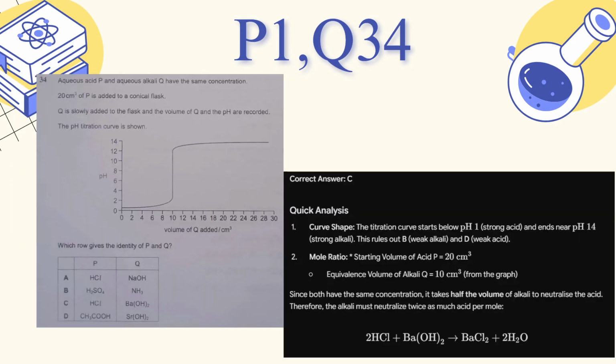Next, number 34. The curve shape is a titration curve that starts below pH 1, a strong acid, and ends near pH 14, a very strong alkali. This rules out B, weak alkali, and D, weak acid. Mole ratio: starting volume of acid P equals 20 cm³, equivalence volume of alkali Q equals 10 cm³ from the graph. Since both have the same concentration, it takes half the volume of alkali to neutralize the acid. The alkali must neutralize twice as much acid per mole. So the correct answer is C.